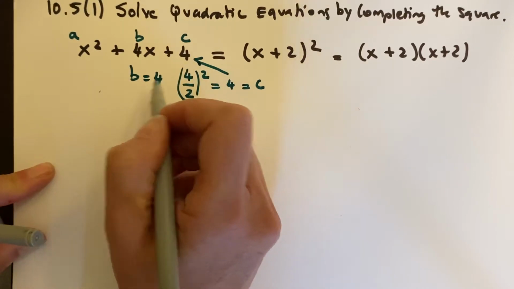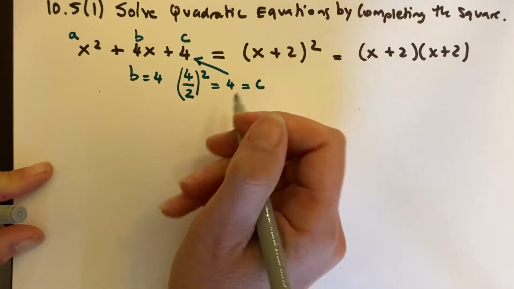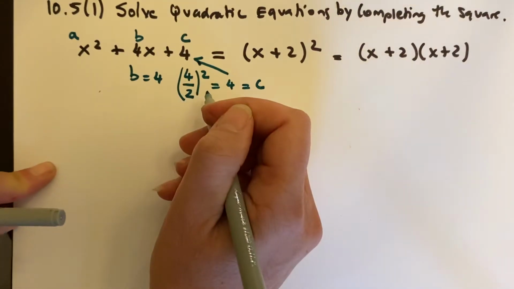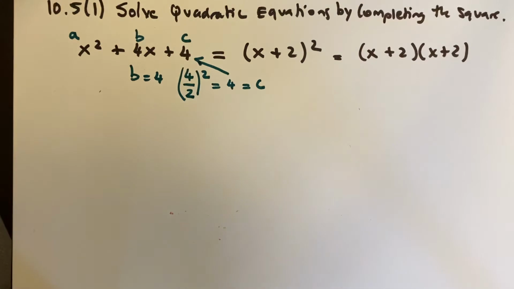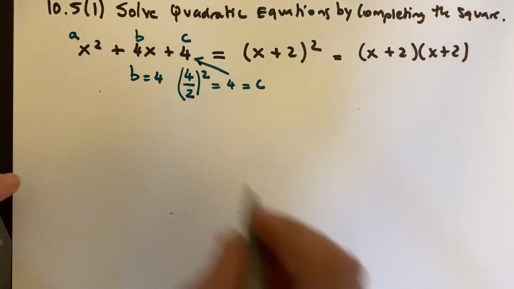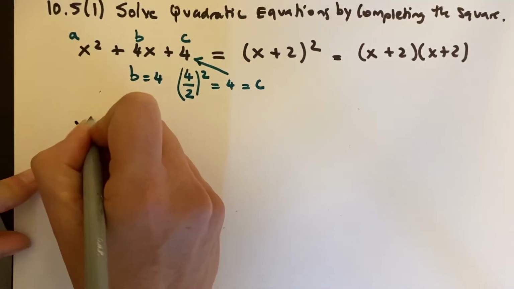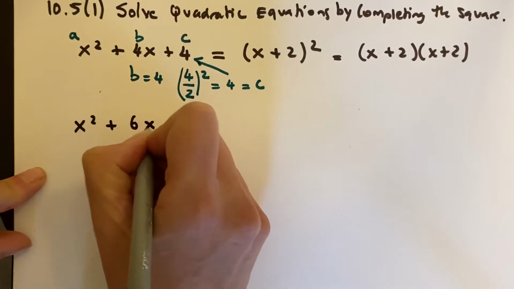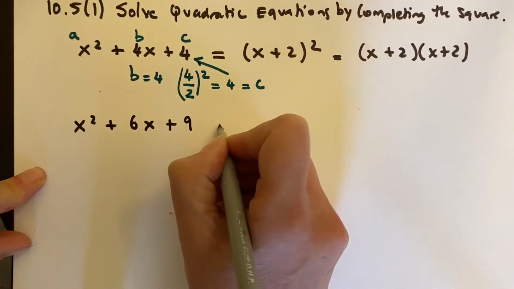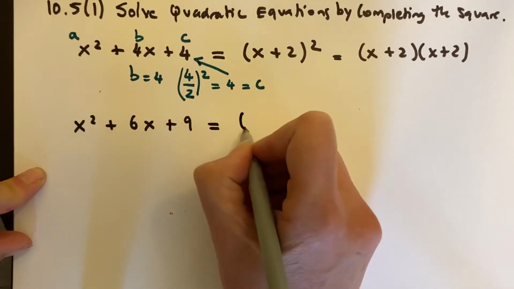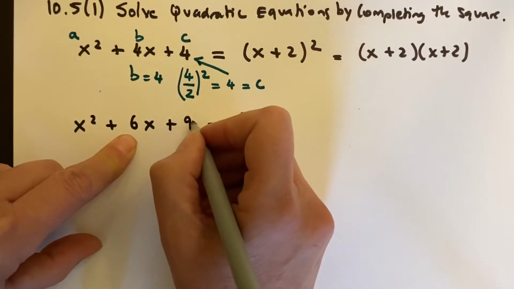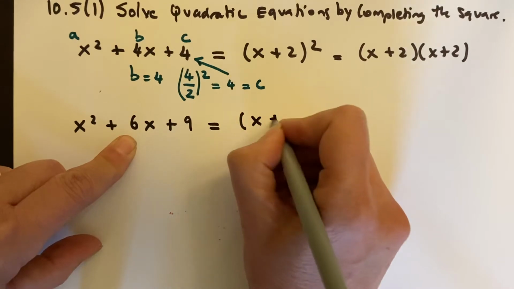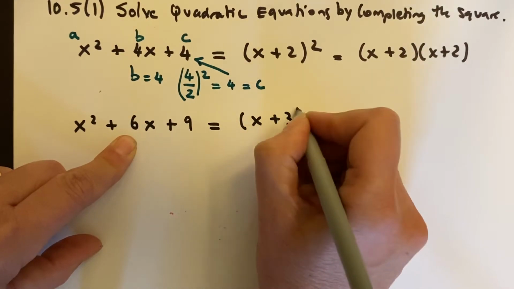Now that doesn't seem that interesting until you realize that you can use this as a tool to solve any quadratic equation. Let me give you another example of how that works. x squared plus 6x plus 9, right? We already know from having done this before, if I factor this, 3 times 3 is 9, 3 plus 3 is 6. This is going to give me (x plus 3) squared.